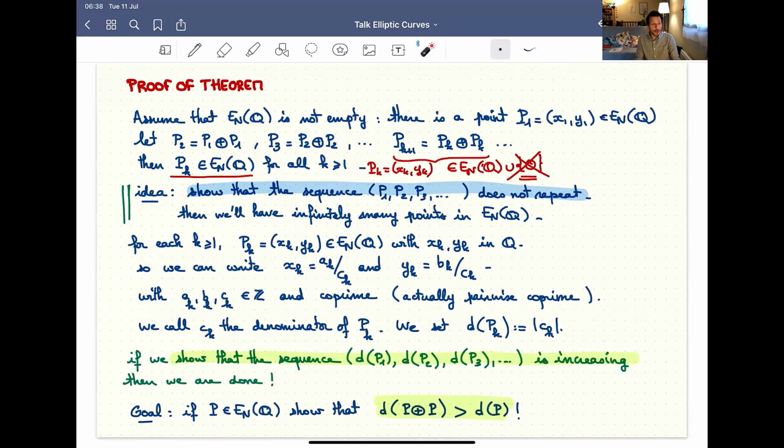And the idea to show the theorem is that we want to show that this set is infinite. We knew one point, P1, in there. And we've created a sequence of points, P1, P2, P3, etc. And if we show that the sequence P1, P2, P3, P4, etc. does not repeat, then this is a sequence of infinitely many different points. So we have produced, sort of explicitly, infinitely many points in the set. So infinitely many solutions to the equation.